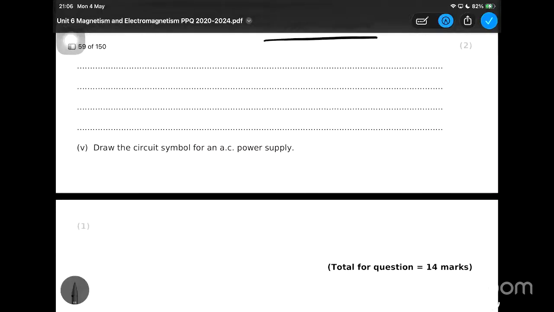Draw a circuit symbol for an AC power supply. So the circuit symbol is something like this, having a wave-like shape.